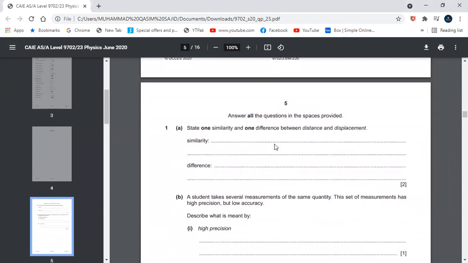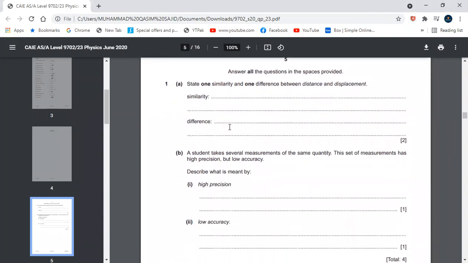Now, first question is: state one similarity and one difference between distance and displacement. So, the similarity is that distance is scalar and displacement is vector. So the one similarity between distance and displacement is that both have magnitude.